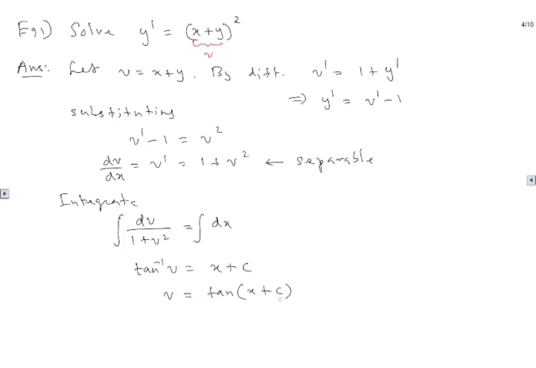So this is the general solution, but now what we can do is replace that v by x plus y. So since v equal x plus y, we're going to get x plus y equal tan of x plus c. In other words, y equal tan of x plus c, minus x. So that is the general solution.